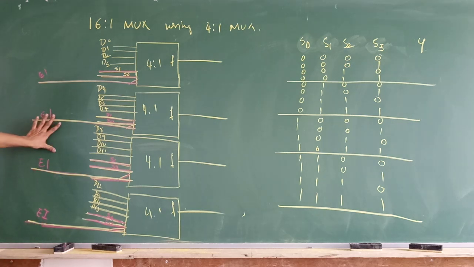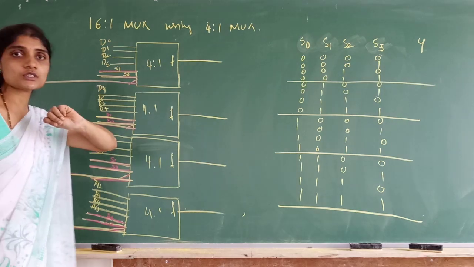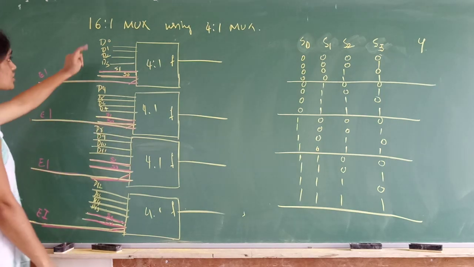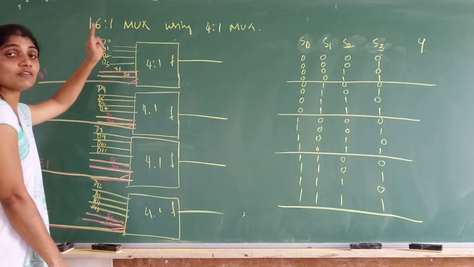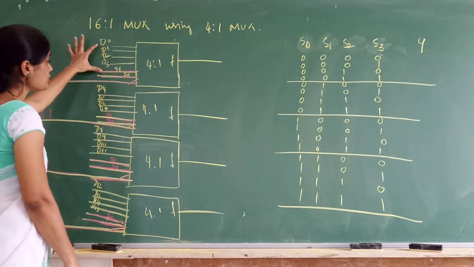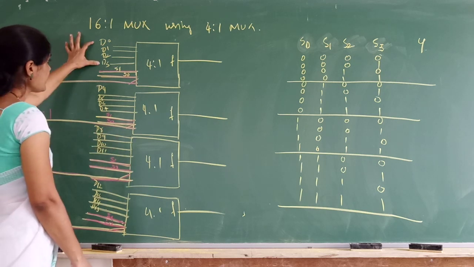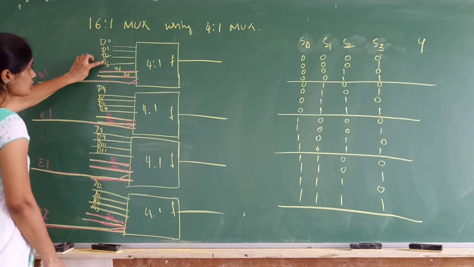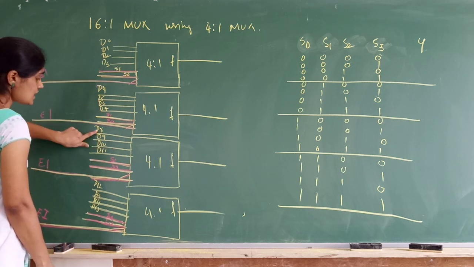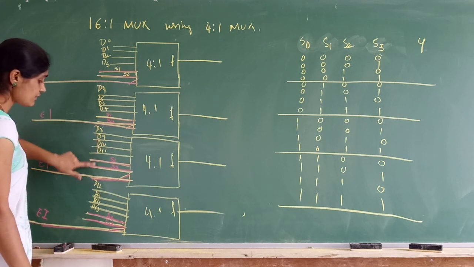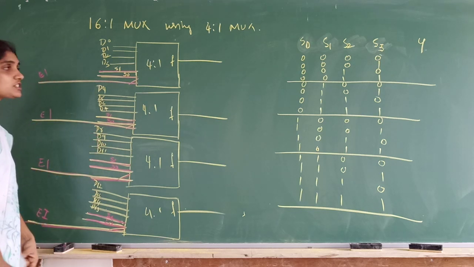Okay. So now I have 4 4:1 mux. Why I have selected 4 4:1 mux? Because my intention is to configure a 16:1 mux wherein I want 16 inputs. So in order to get 16 inputs, I have kept 4 4:1 mux ready. Now I have 16 inputs: D0, D1, D2, D3, D4, D5, D6, D7, D8, D9, D10, D11, D12, D13, D14, D15. 16 inputs I have.